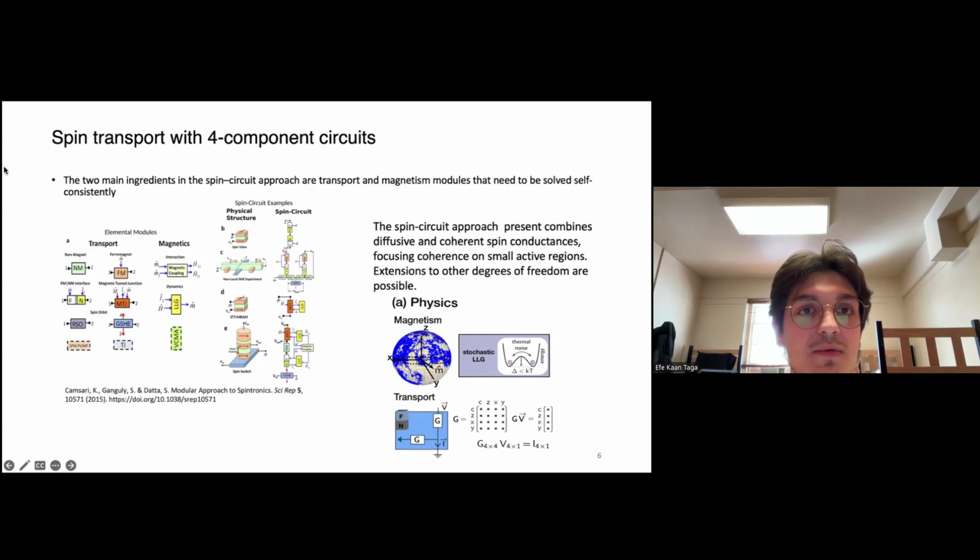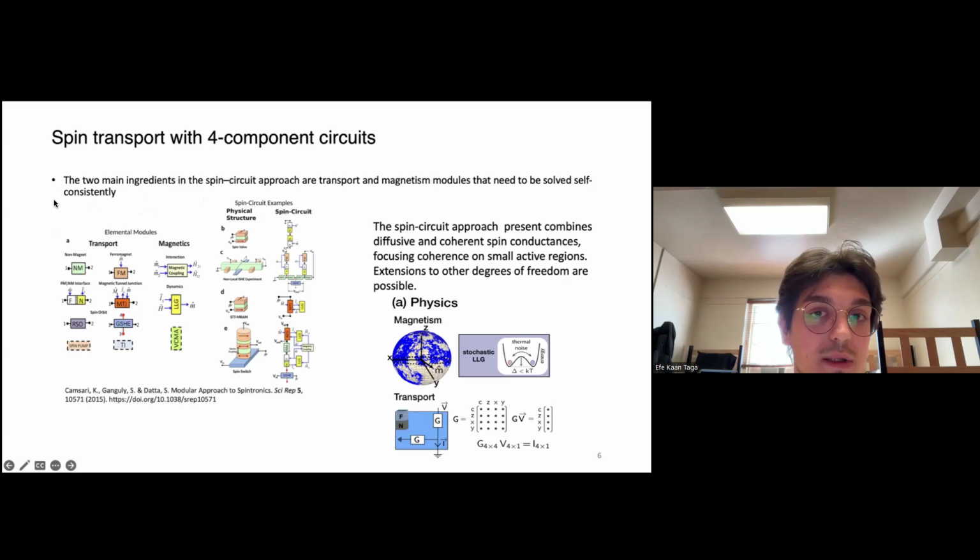Spin transport with four-component circuits. The two main ingredients in the spin circuit approach are transport and magnetism models, and they need to be solved self-consistently. Here we can see some elementary transport models. Later on we will combine them into more complicated circuits, and here we have elemental magnetic models, and some physical structures built from these elemental models.